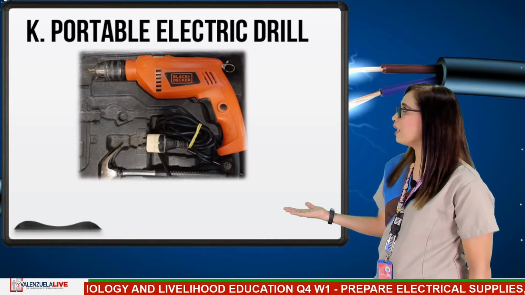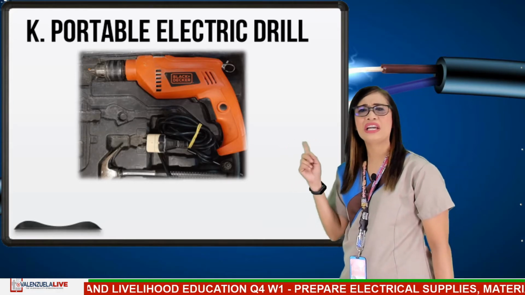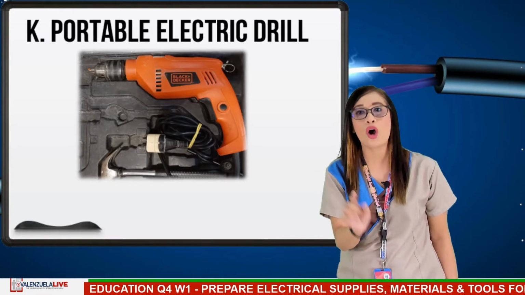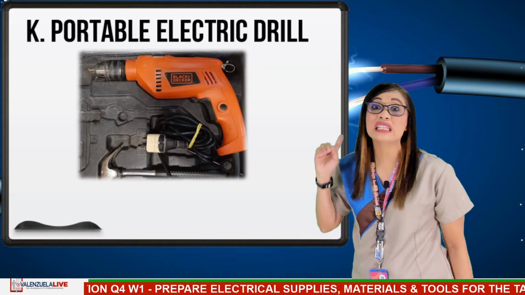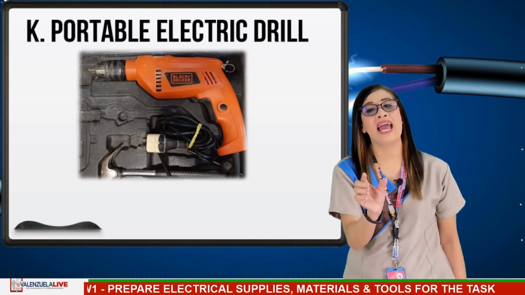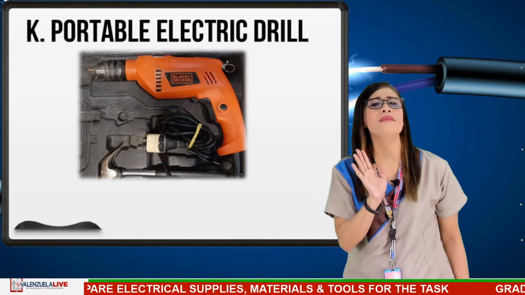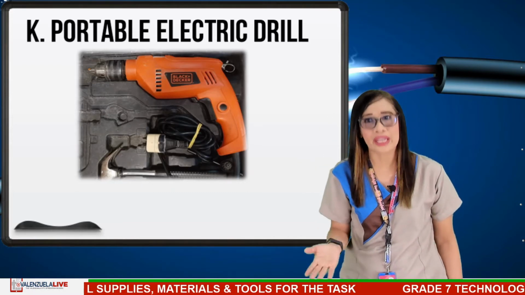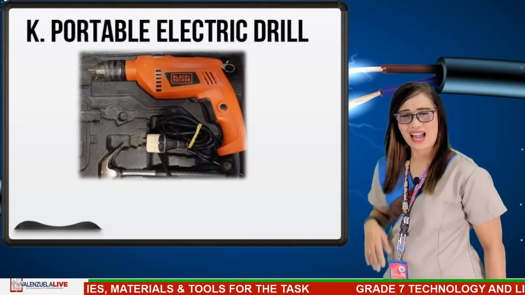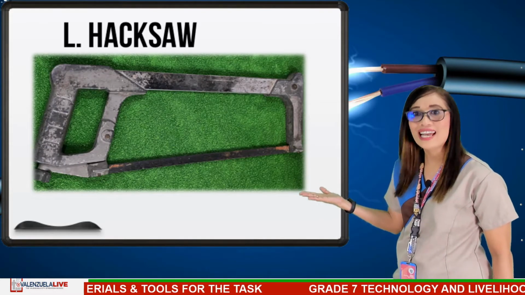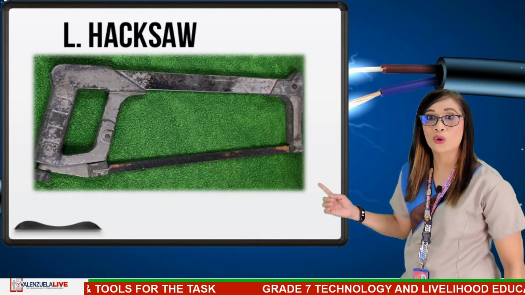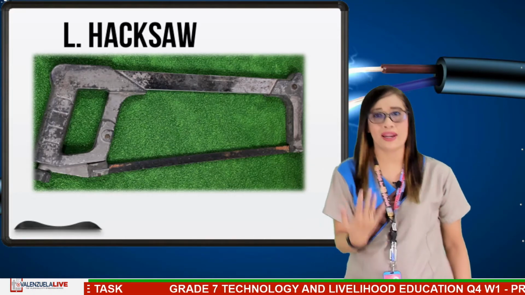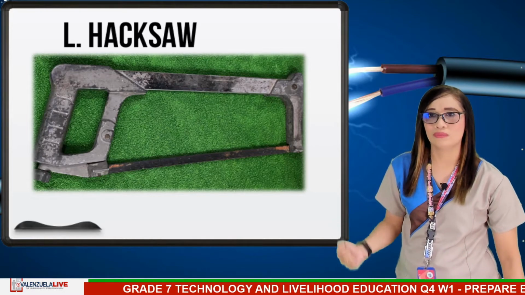Portable electric drill. This is a small drilling machine with a chuck capacity of 1/4 to 3/4 inch and is used in making holes on the metal sheets and concrete walls. So this tool is used to cut metal conduits and armored cable.